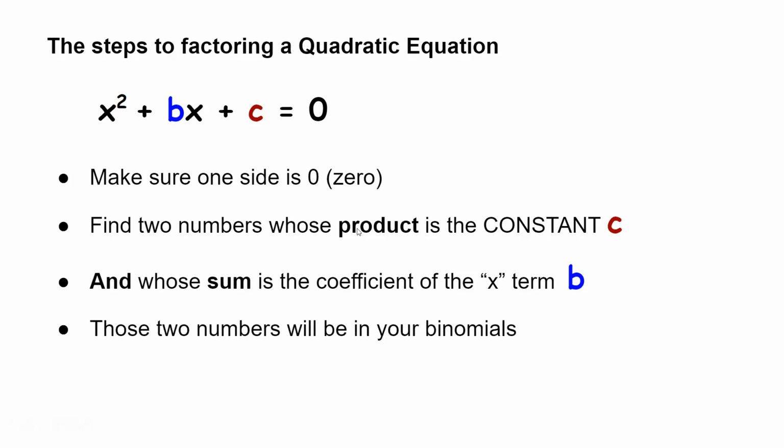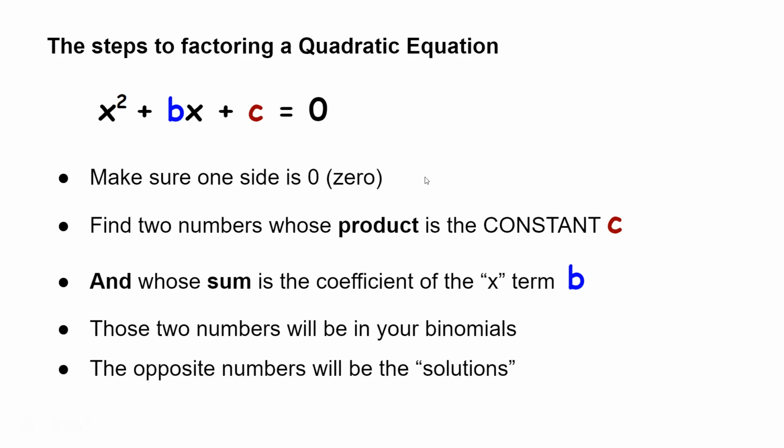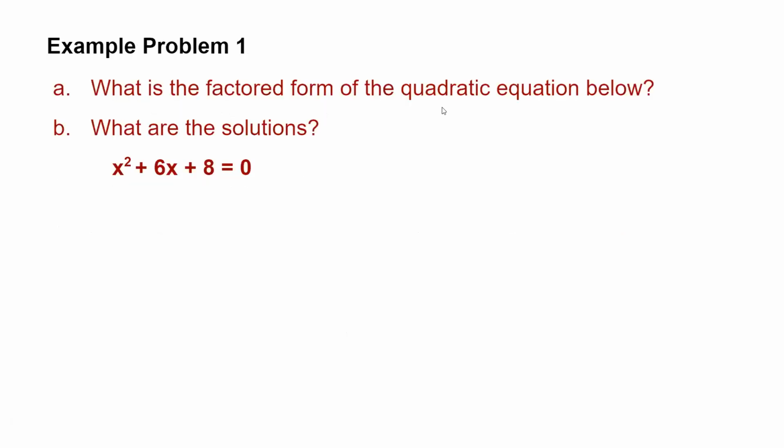The two numbers that match those conditions above are going to be the numbers in your binomial. The opposite of those two numbers, as we just talked about, will be the solutions to your quadratic equation. All right, let's get to those examples.